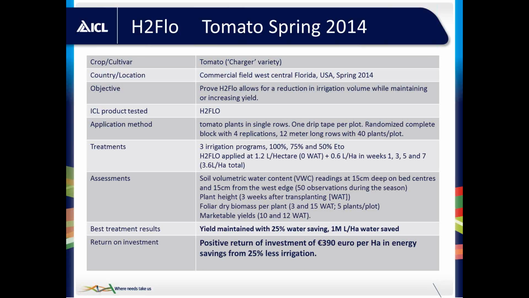So this variety that we were looking at was a Charger variety of tomato. It's a commercial field trial. The tomato plants were in single rows, 1 drip tape per plot. We looked at 3 irrigation programs here. So we looked at 100%, 75%, and 50%. So we went all the way down to 50% to see how far down we could go.